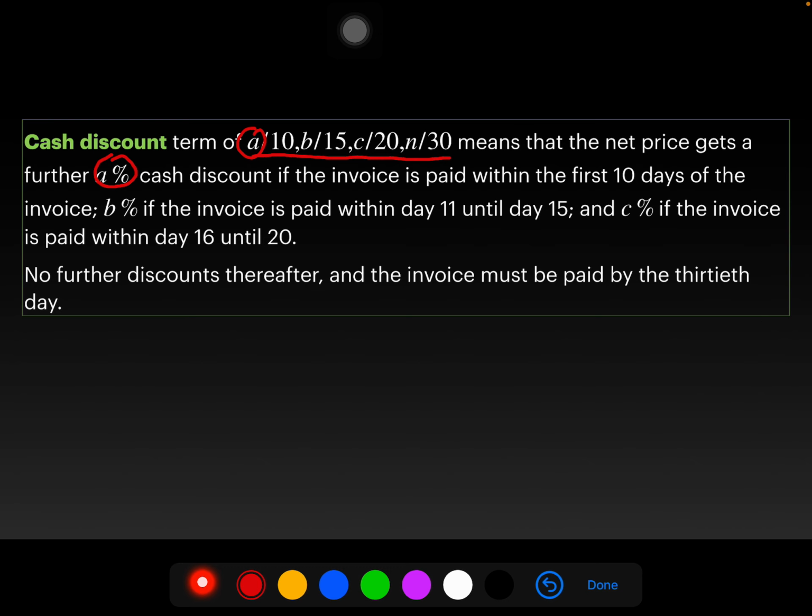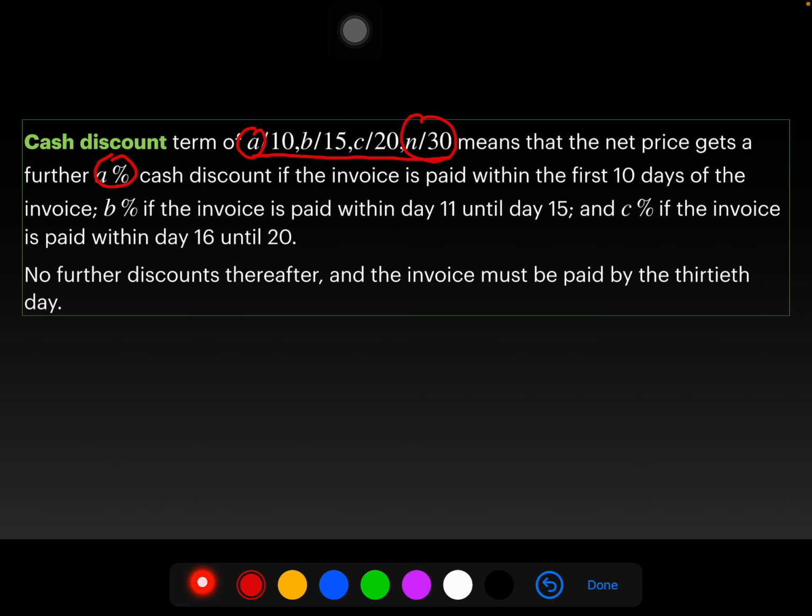Because in business, when we get the goods, on top of getting the trade discount, we can also pay during a certain period of time. For this example, our invoice can be paid within 30 days. In order to encourage early payment, the seller will usually offer this kind of cash discount on top of the trade discount that we had just now.